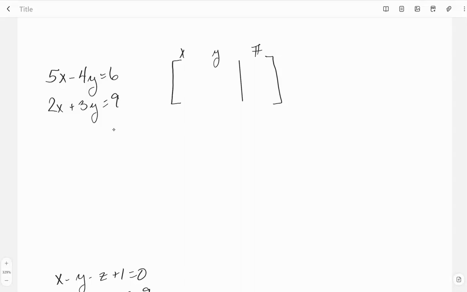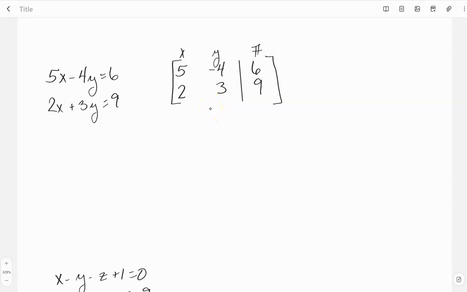So that first line is 5x minus 4y is equal to 6. And that second line is 2x plus 3y is equal to 9. So 2x plus 3y is equal to 9. So there's my augmented matrix.